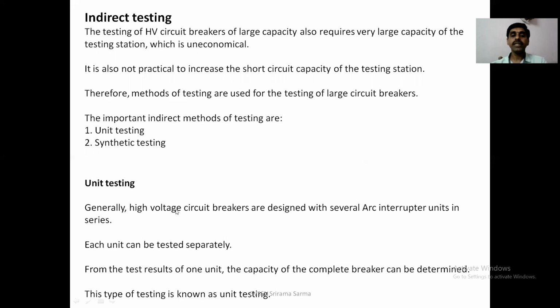So here, what is unit testing? Unit testing means generally high voltage circuit breakers are designed with several arc interrupter units in series. So each unit can be tested separately. From the test results of one unit, the capacity of the complete breaker can be determined. This type of testing is known as unit testing, and one unit will be taken for testing.